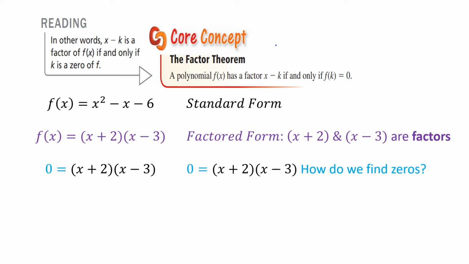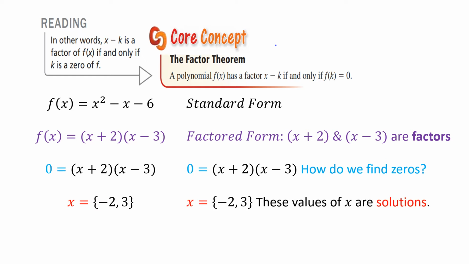And so that's how we go about finding our zeros. Why do we call negative 2 and positive 3 zeros? Because we come up with those values when we set the function equal to 0. So go a little bit further, we find out that x equals negative 2 and positive 3. And so we have the zeros leading us to what are our solutions.